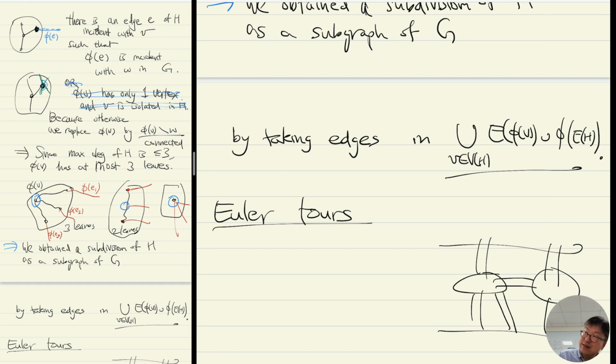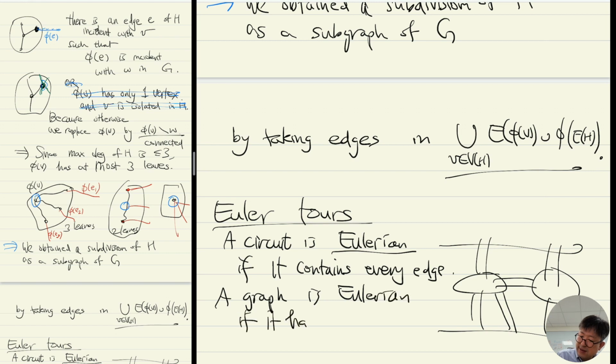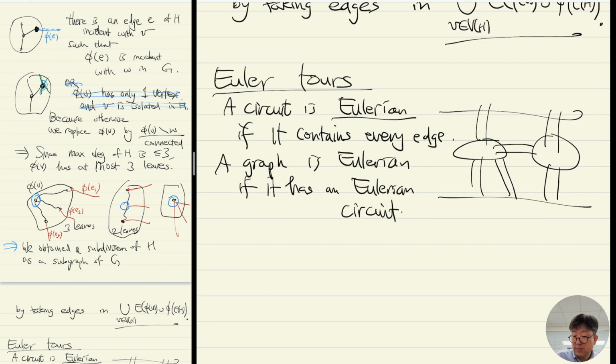Right, so let me say it as follows. A circuit is Eulerian. So remember, a circuit is a closed walk without repeated edges. A circuit is Eulerian if it contains every edge. And a graph is Eulerian if it has an Eulerian circuit. Right, so then we can classify the graphs having an Eulerian circuit.